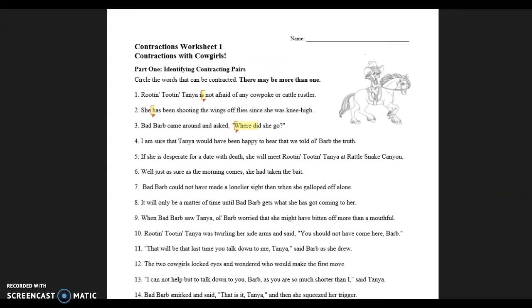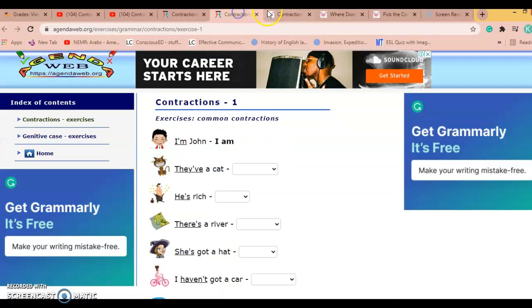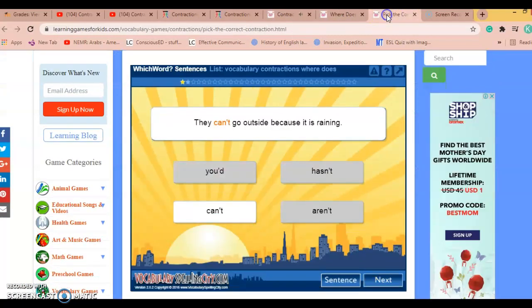And these are for Sunday. Once you finish the four links that I gave you, I want you to tell me on WhatsApp that you played the 4 of them. Okay? See you tomorrow.